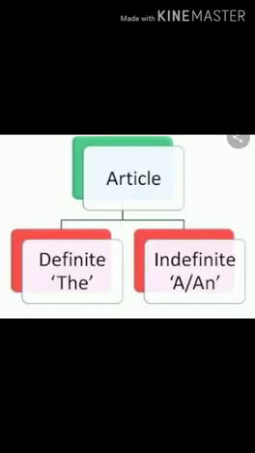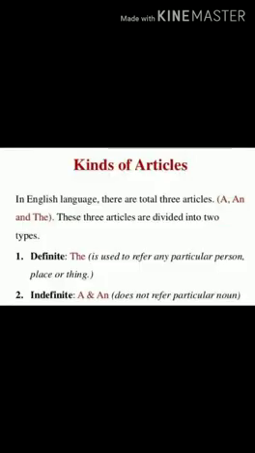The topic that we are going to cover today is articles. In the English language there are a total of 3 articles: a, an, and the. These articles are further divided into two types. The first one is the definite article, which is the. It is used to refer to any particular person, place, thing, or animal. So we use the article the to refer to any particular place, person, thing, or animal.